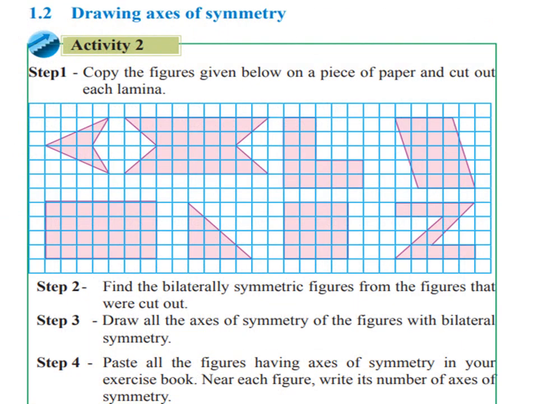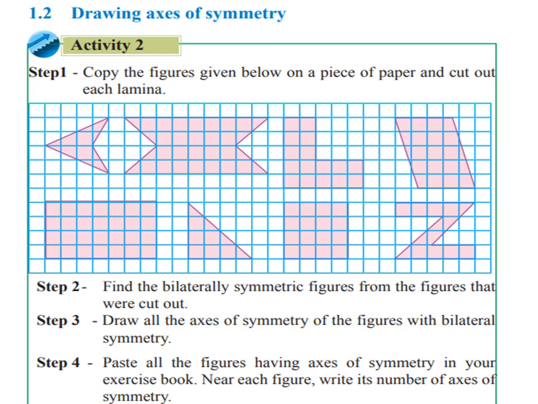So 1.2, drawing axis of symmetry. So guys, this is our second activity and there are 4 steps and let's see what we should do. Step 1, copy the figure given below on a piece of paper and cut out each lamina.